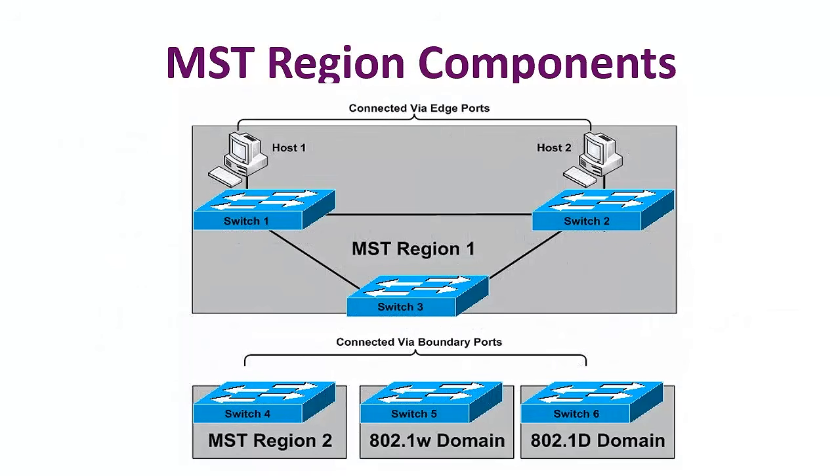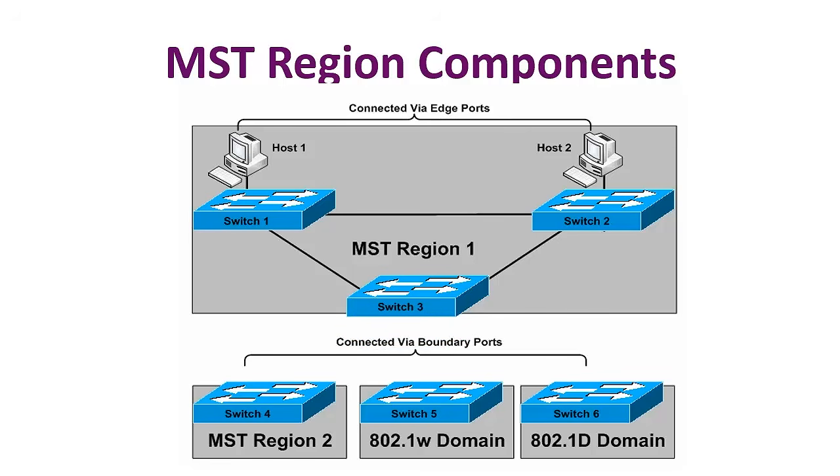So let's talk about MST region components, and the best way to do that is to look at this diagram. Here we have MST region 1, with 3 switches interconnected. The hosts are connected to edge ports. So remember, there are two types of ports, edge or boundary. The hosts are connecting into edge ports.